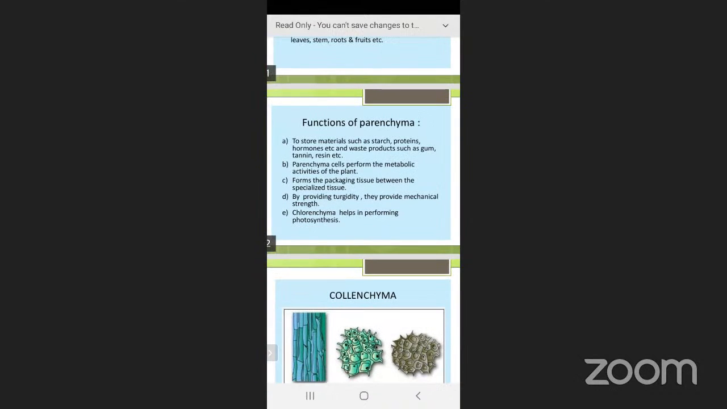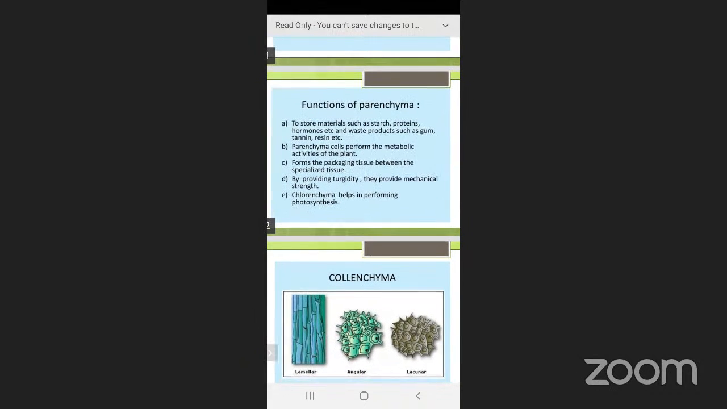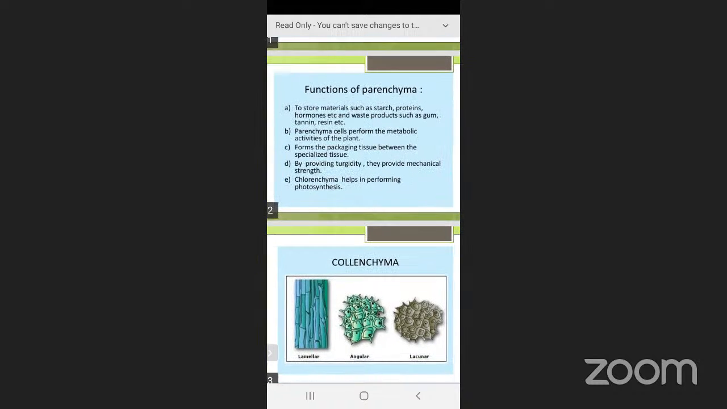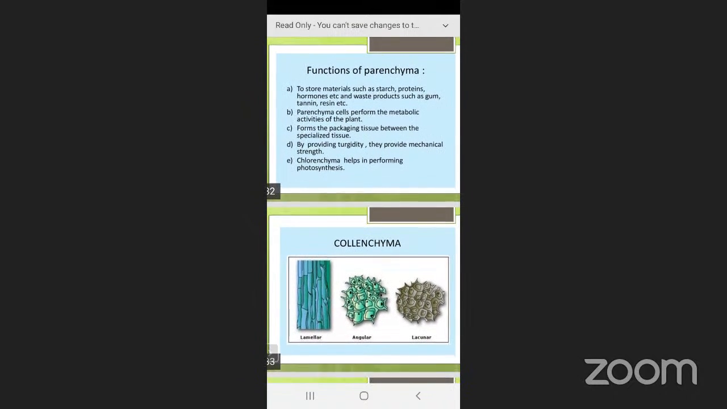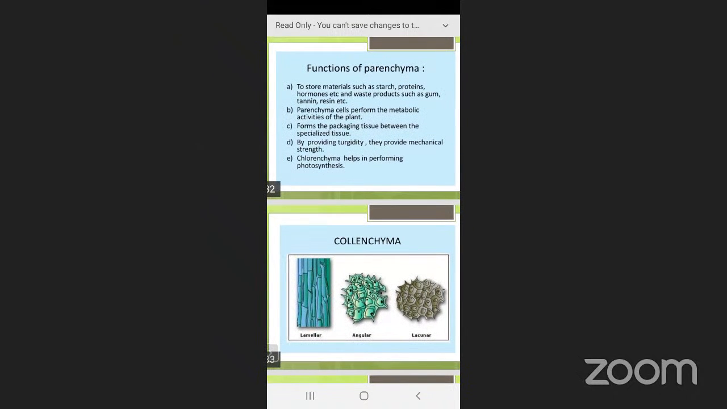What is the function of parenchyma? To store materials such as starch, protein, hormones, etc., and waste products such as gum, tannins, and resins. What are the waste products here? Gum, tannin, resin, etc.